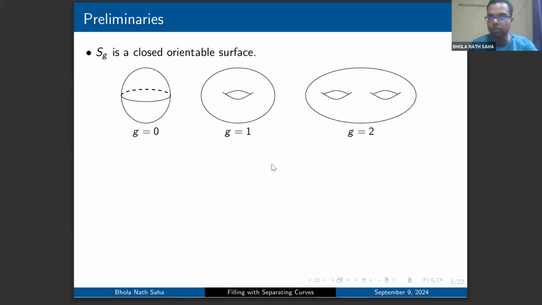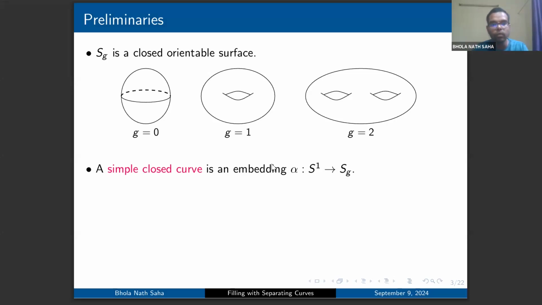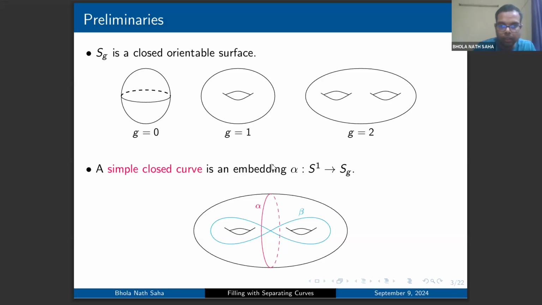By the classification theorem of surfaces, we know that Sigma_g is either a sphere, or a torus, or a connected sum of tori. A simple closed curve on a surface is an embedding of the unit circle. In this picture, alpha is simple and beta is not.